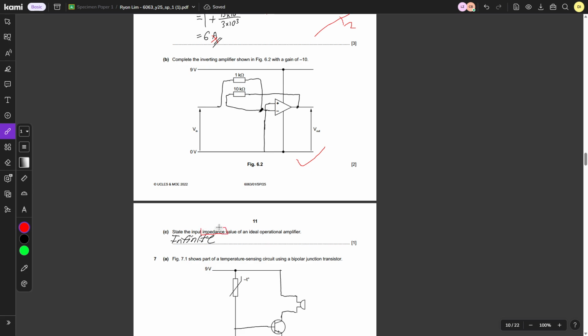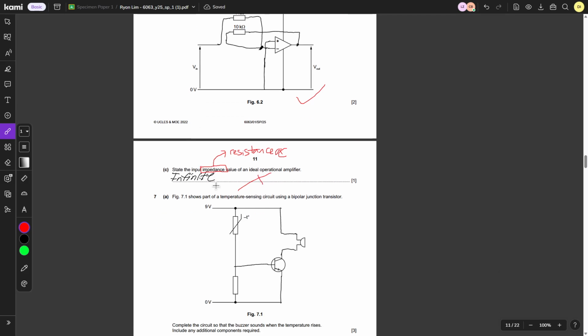Okay. State the input impedance value of an ideal operational amplifier. Impedance means resistance, but AC. Because typically you want the gain of an op-amp to be infinite, not the impedance. So, yeah, you want infinite resistance at the input, so that's wrong, obviously. So, yeah, no.